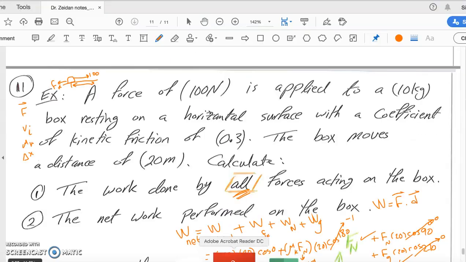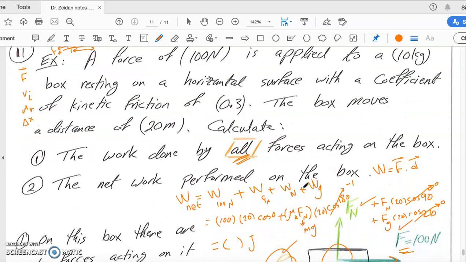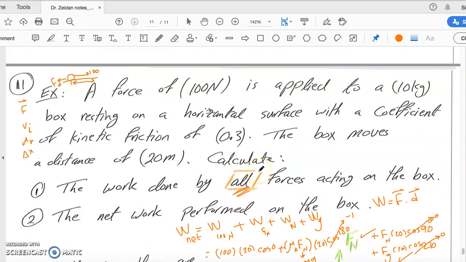Okay, guys, we're back here. This problem, so it says calculate. This is a continuation of the previous lecture. We want to calculate the work done by all forces acting on the box, and we mentioned how many forces are acting on the box. We have the 100 Newton, the friction force, the normal force, and the gravitational force.